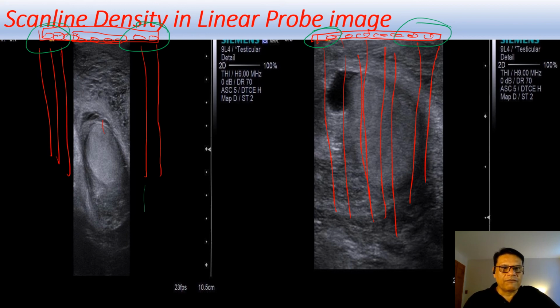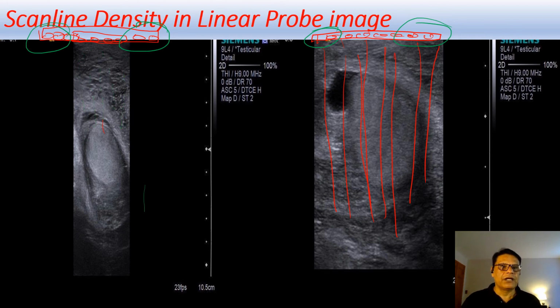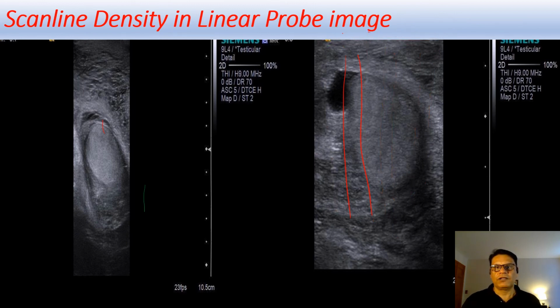So if we switch off these crystals, you will decrease the scan line area, and your field of view or the image is reduced, and this will increase the temporal resolution of the image. We will discuss this in detail when we discuss the different kinds of resolution, like axial resolution, temporal resolution, and lateral resolution. So this image has decreased scan lines and it has increased scan line density.